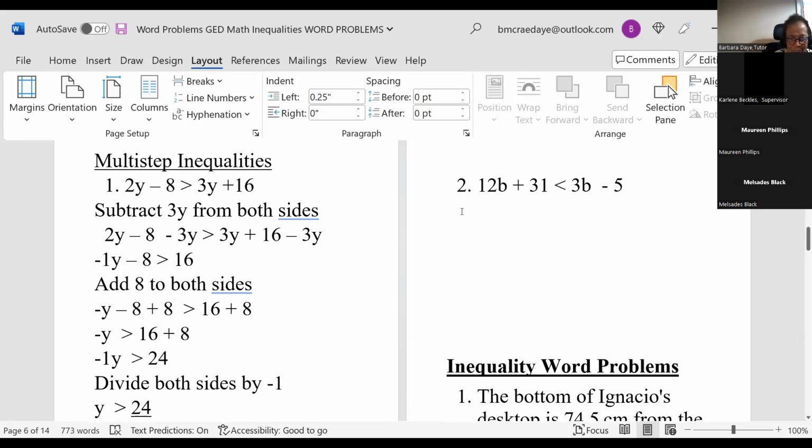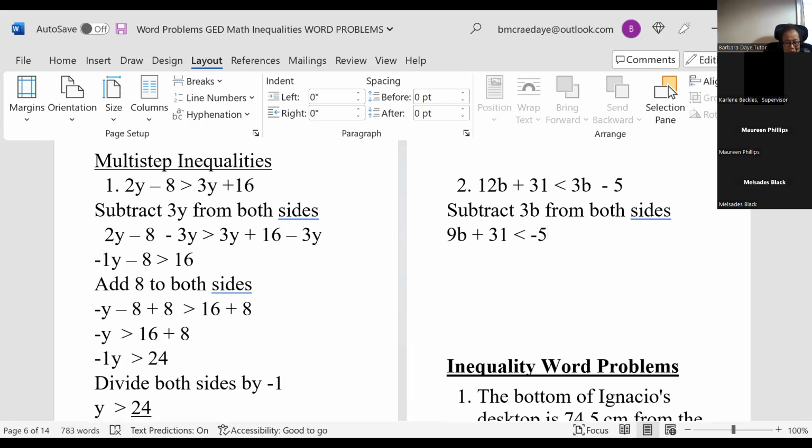So your first step, you subtracted 3B from both sides. And from that I would just shortcut this: 9B plus 31 less than minus 5. That's it. Okay, now Maureen, what do you do next?